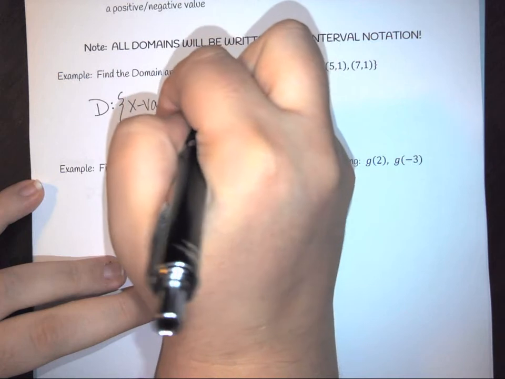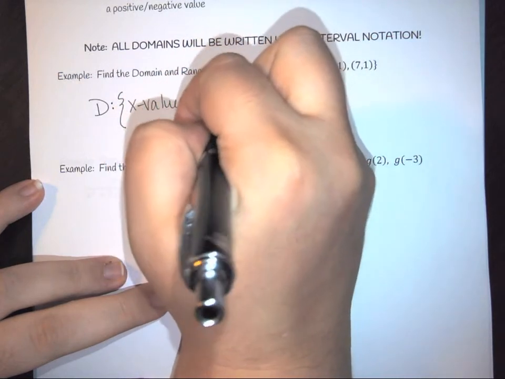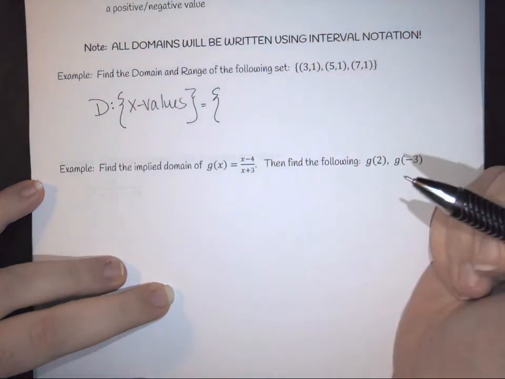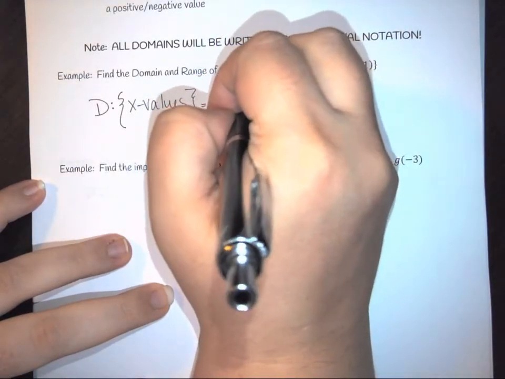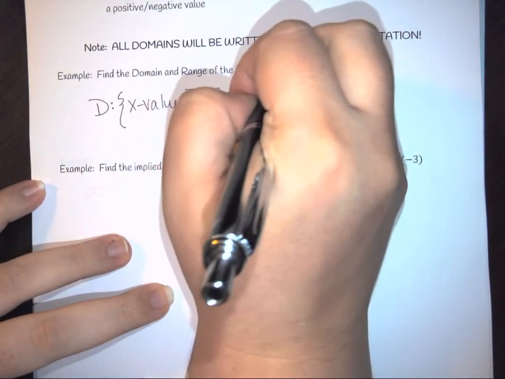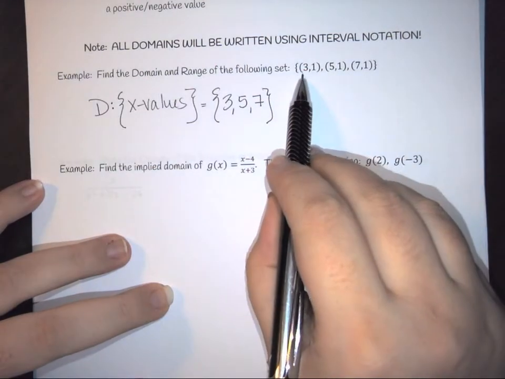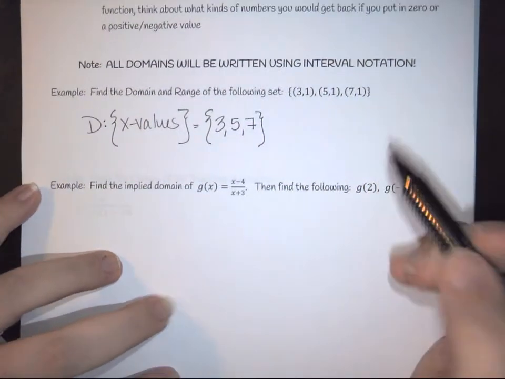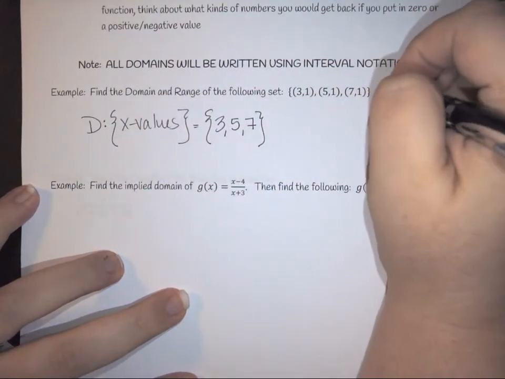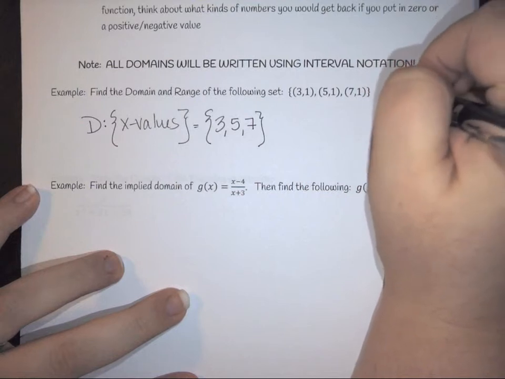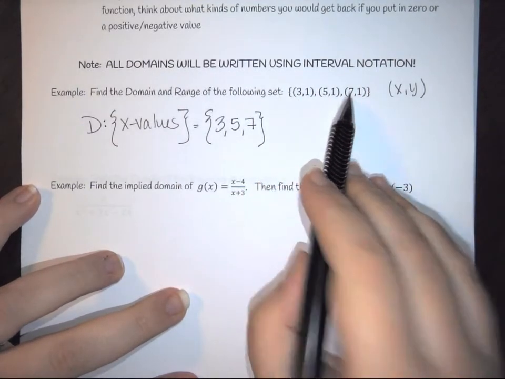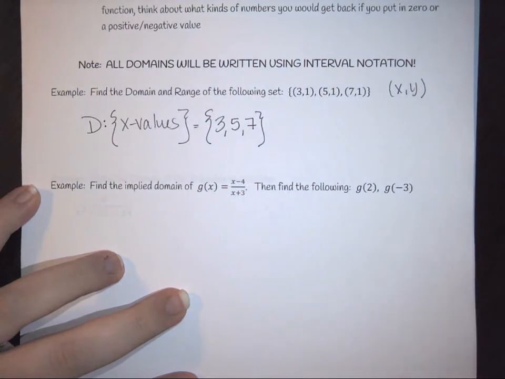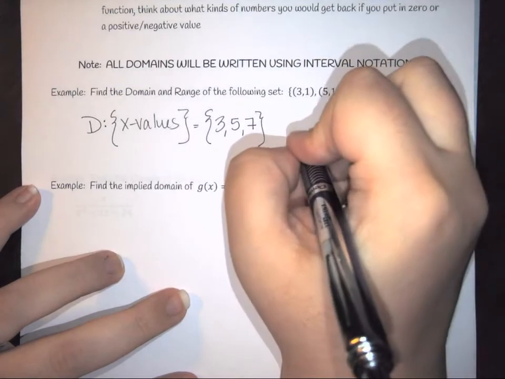So knowing that, my domain here is going to be the set where I only use the x values: 3, 5, and 7. So if you look here at my coordinate points, remember all coordinate points are written in the form x, comma, y. So you just simply identify the coordinate points that are your x values out of there.